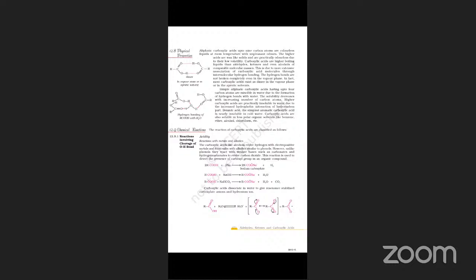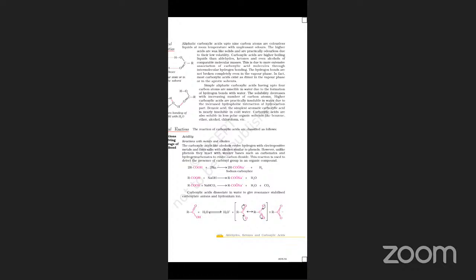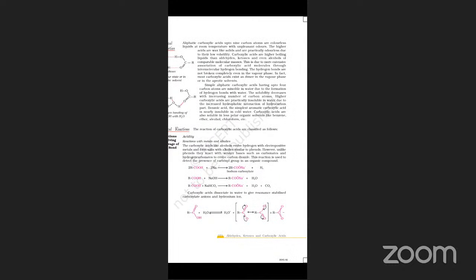Simple aliphatic carboxylic acids having up to 4 carbon atoms are miscible in water due to the formation of hydrogen bonding with water. The solubility decreases with increasing number of carbon atoms. See, as the number of carbon atoms in the carboxylic acid increases, the solubility decreases. That means solubility is going to decrease with increasing number of carbon atoms, because higher carboxylic acids are insoluble in water due to increase in hydrophobic interaction. We know very well the hydrophobic nature of the hydrocarbon part. Because of that reason, acids with up to four carbons can form intermolecular hydrogen bonding with water, so they dissolve or are miscible in water very easily. If the number of carbons increases, the miscibility of the acids is somewhat difficult. That is what they are clearly saying.